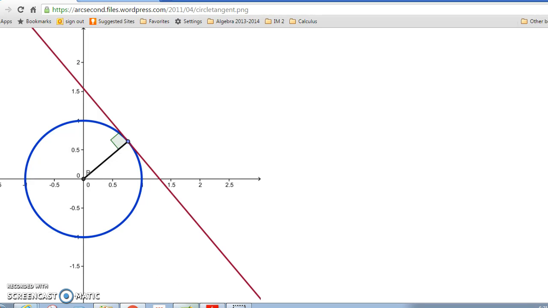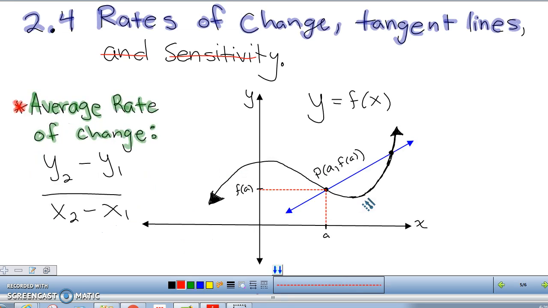So what we're going to do is, in this course, in calculus, the limit process, what we've been dealing with in the previous sections, is very useful to help us determine the tangent line of any function at a specific point. So not just circles. In this case, we have this function, y equals f of x, and I drew a secant line.